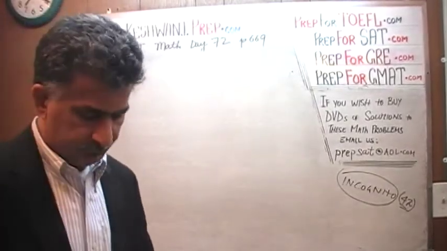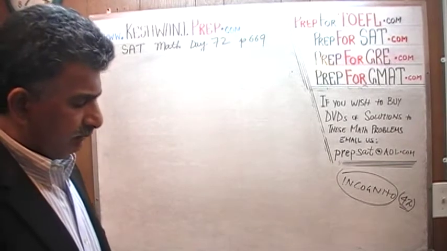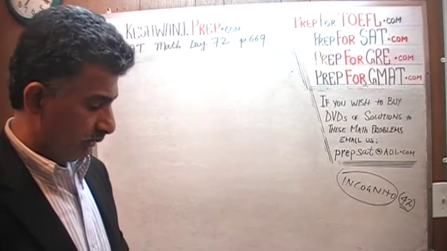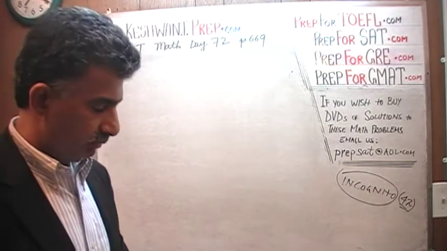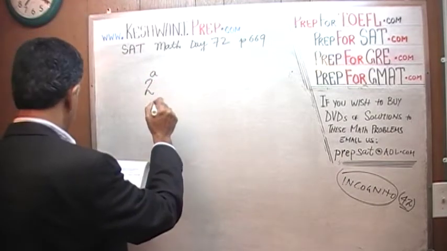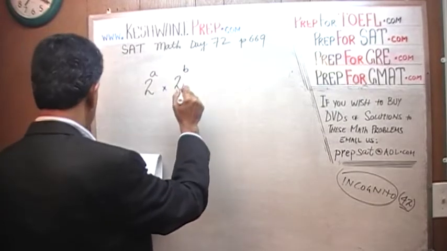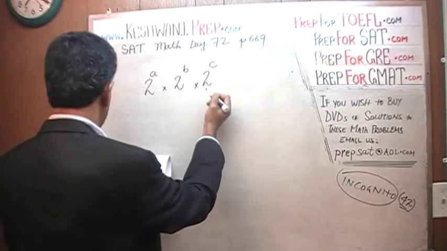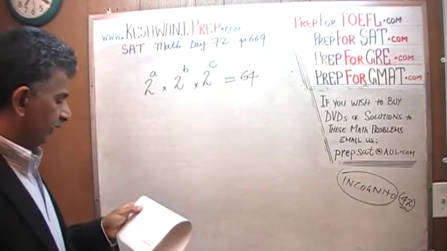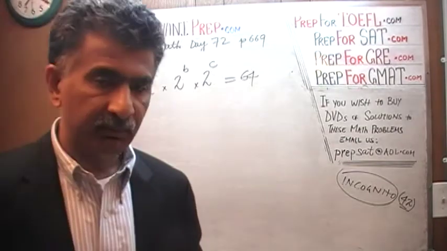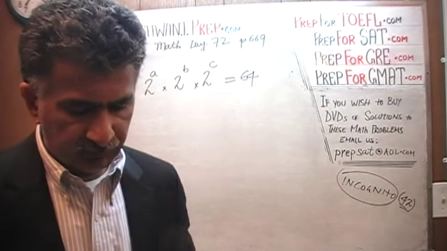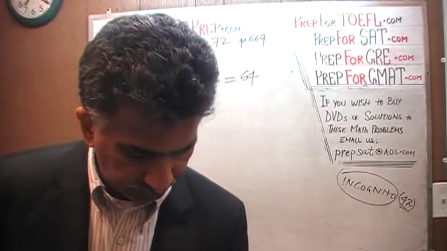Number 7. If a, b, and c are different positive integers, so they are all different, which is very important, and they are all positive integers, which is also very important to keep in mind. And then we are told that 2 raised to a times 2 raised to b times 2 raised to c equals 64. The question is, what's the value of 2 raised to a plus 2 raised to b plus 2 raised to c? So somehow we have to figure out what a, b, and c are going to turn out to be. Let's find out, shall we?